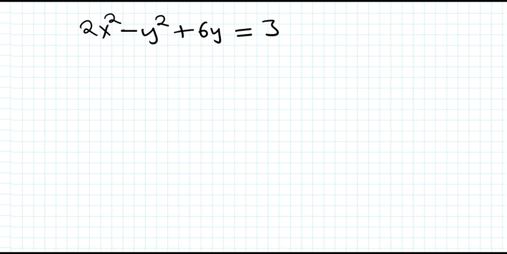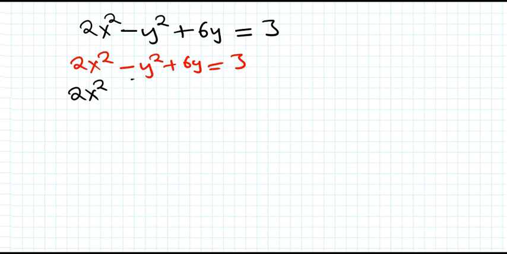In each case, complete the square. Let me group the y part since we only have one x squared term. So 2x² − y² + 6y = 3. At this point we can have 2x². Let me pull out the negative here so that things can move faster.